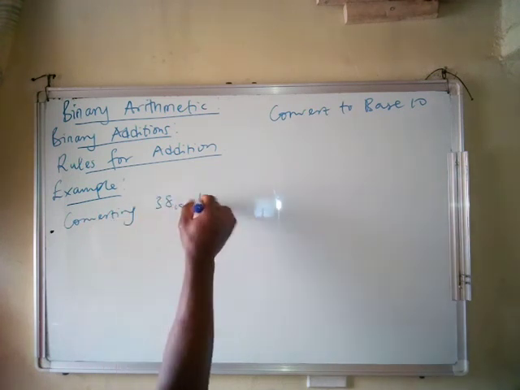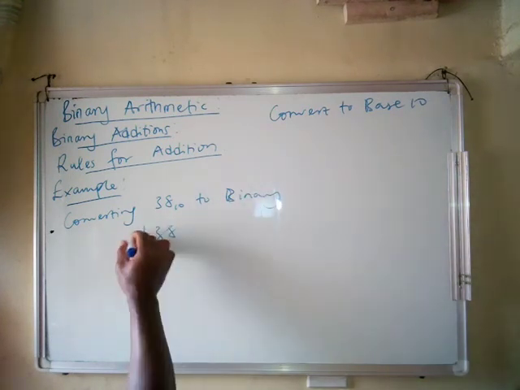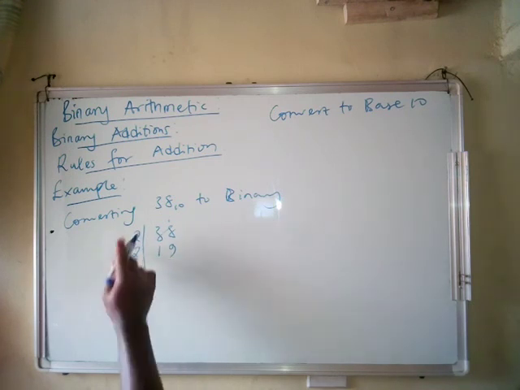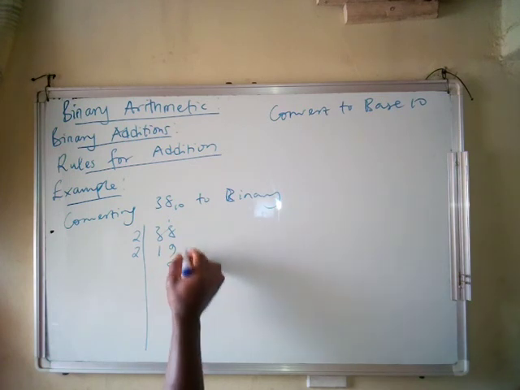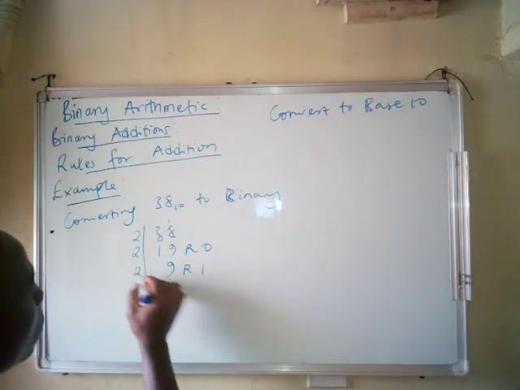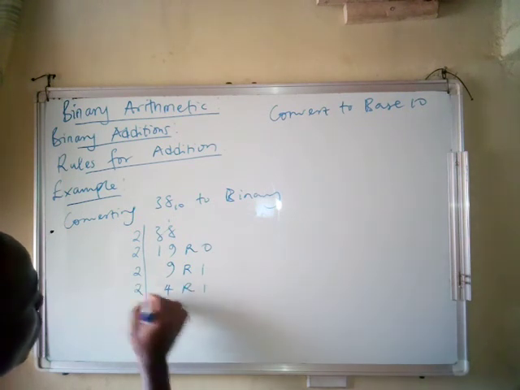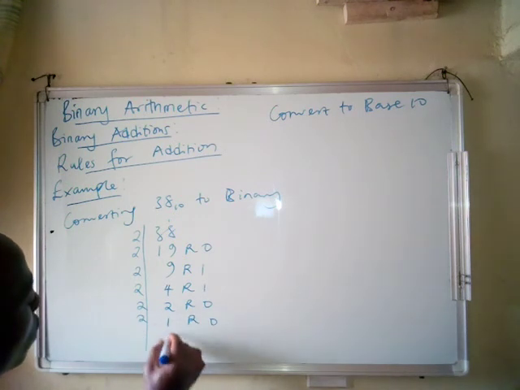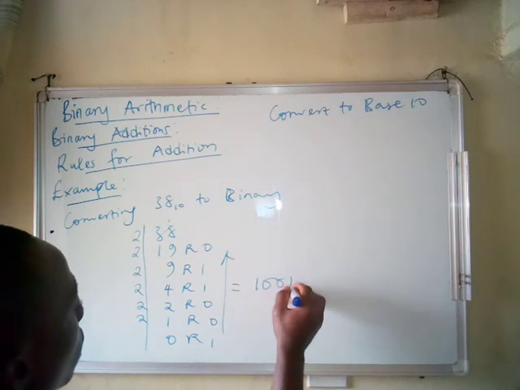So converting 38 base 10 to binary. So you have 38. You know how we do this? 2 into 38 is 19. You must keep using 2. 2 into 19 is 9, remainder 1. 2 into 9 is 4, remainder 1. 2 into 4 is 2, remainder 0. 2 into 2 is 1, remainder 0. 2 into 1 is 0, remainder 1. So what do we have? We move this way. We have 1 0 0 1 1 0.